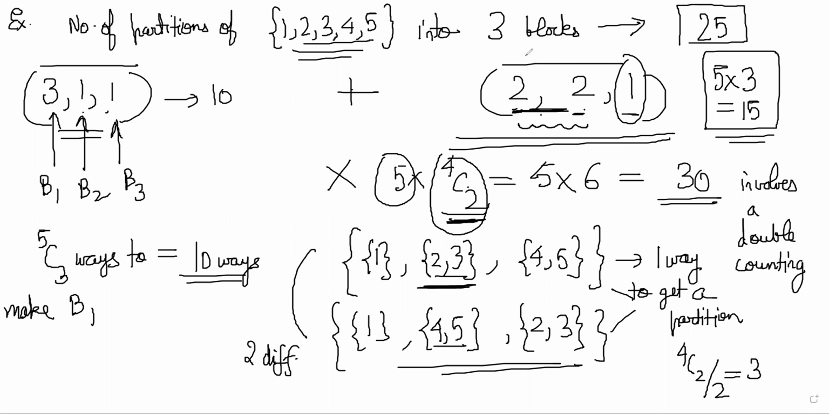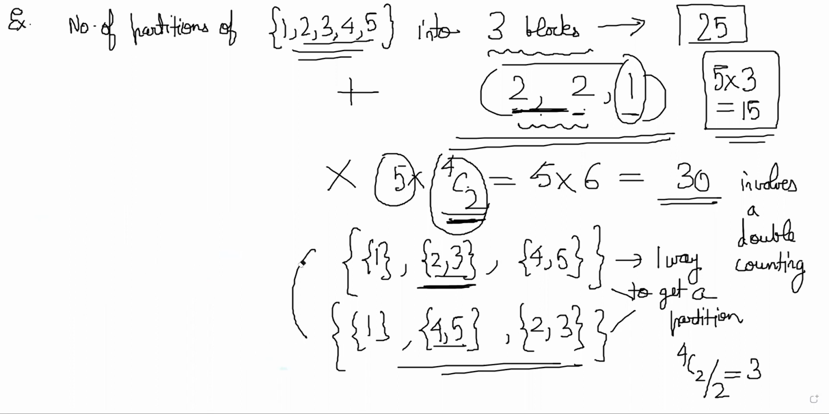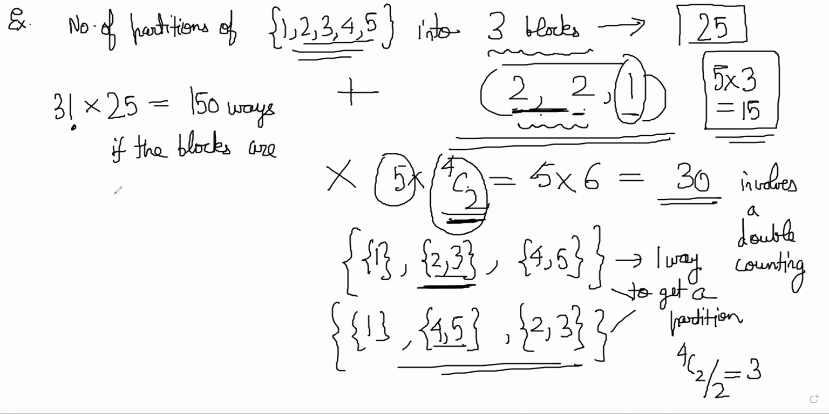Now, this was for the case when the 3 blocks were identical, right? Suppose the 3 blocks are different, then the total number of ways would be the number of ways for the identical problem multiplied by 3 factorial. 3 factorial into 25 is equal to 150 ways if the blocks are different, right? So this has now given us the solution to the initial problem that we had.